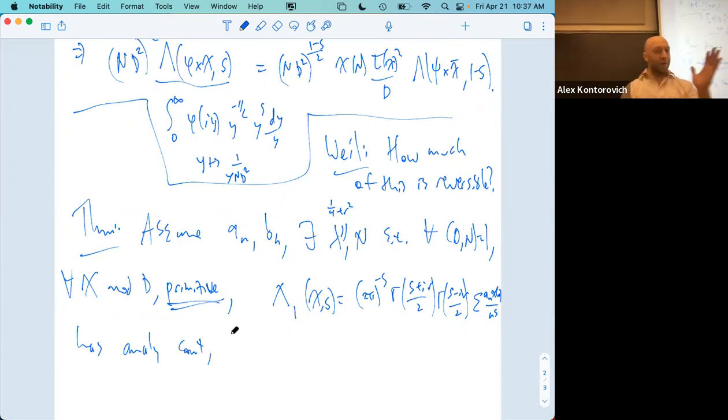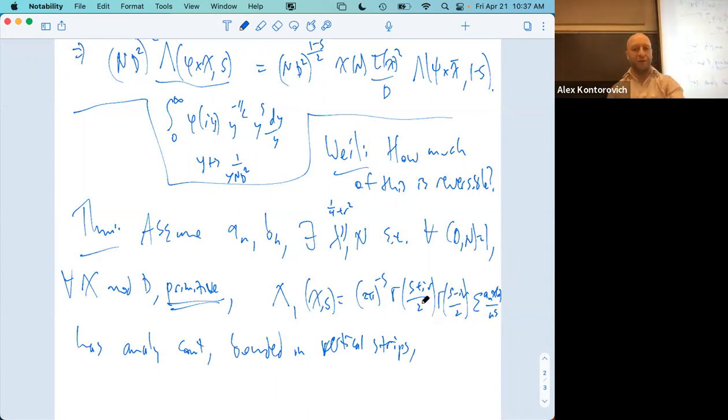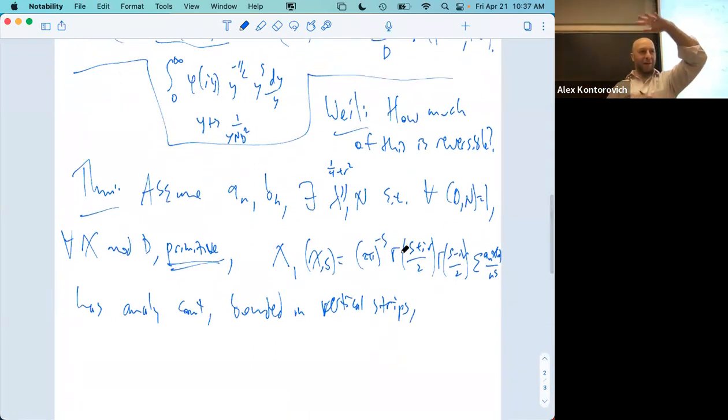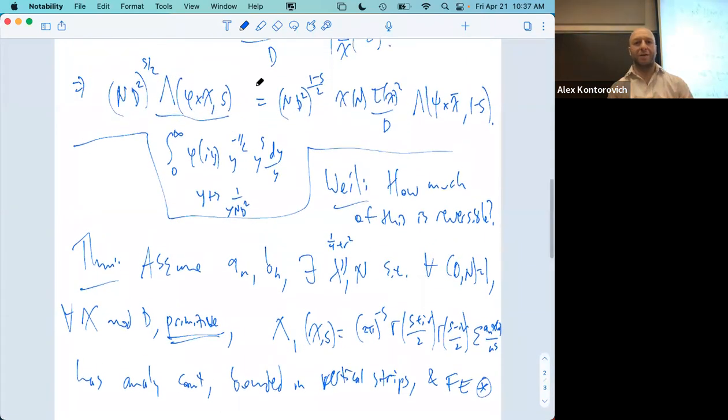bounded in vertical strips, so we can pull contours. Usually you just ask. So you take two sigmas and then make sure that it's not. And then the gamma factors, I asked out of the L function, the gamma factors tell me I have decay. So I can take the ends off and pull the vertical strips. And functional equation, which is this functional equation.